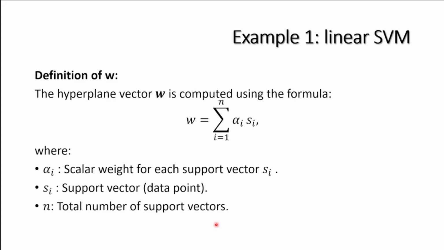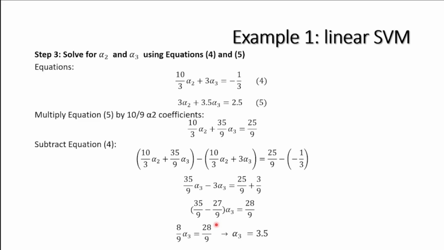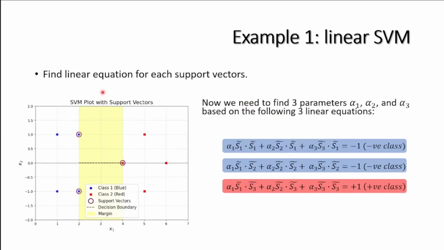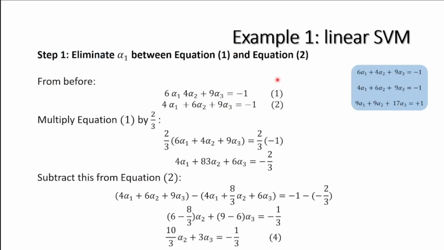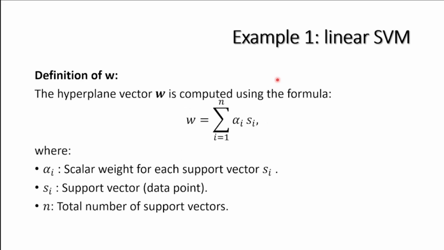Towards the end, in order to find the hyperplane, we cannot stop here because these are just coefficients, not the true line that we have. We need to solve the SVM from the first point. We need to find where the line is for these 3 support vectors. We now have the values for alpha 1, alpha 2, and alpha 3 in hand. The hyperplane vector is computed using the formula where the vector is the summation of each coefficient times its support vector.